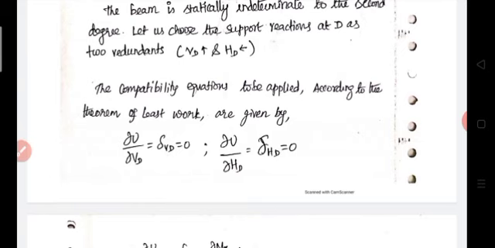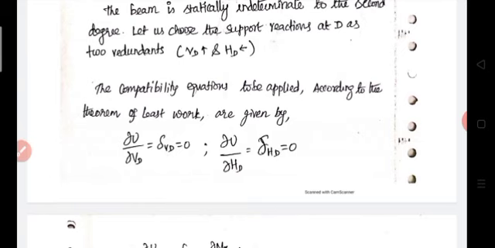So what are the compatibility equations for this case? We selected one vertical reaction and one horizontal reaction at D. Therefore the compatibility equations will be: horizontal deflection at D is equal to 0, vertical deflection at D is equal to 0, corresponding to these two redundants. Since our redundants are forces, the compatibility equations will be in the form of deflection: delta VD equal to 0, delta HD equal to 0.